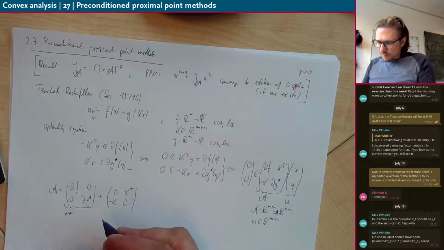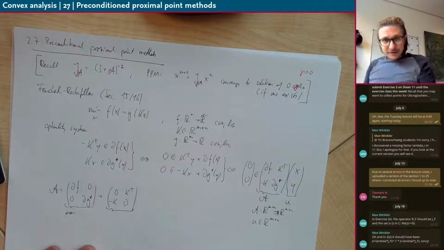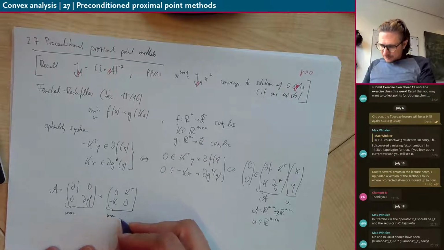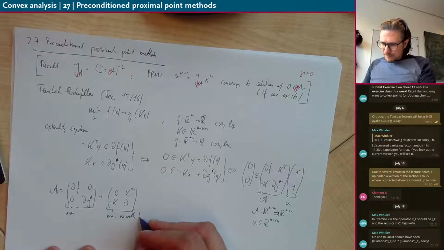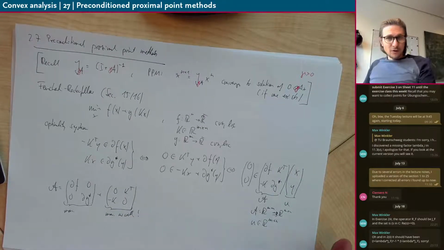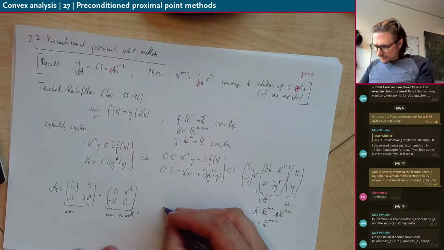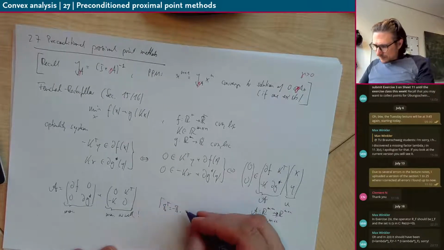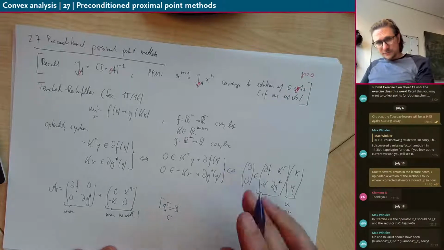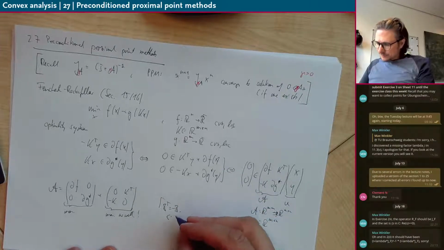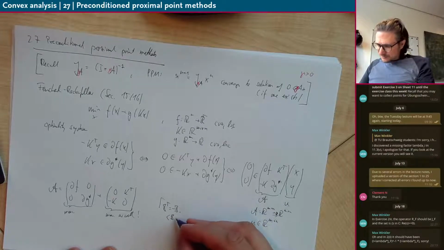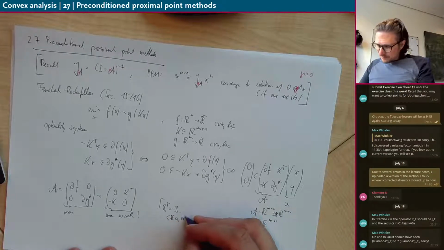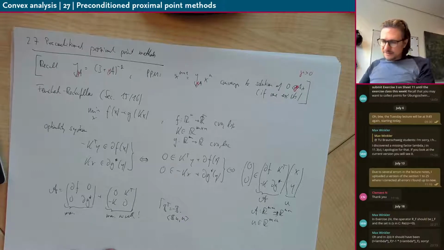And what about this one here? That's also monotone because it's skew symmetric. Skew symmetric operators are always monotone. So if B transpose is minus B, and linear, then for linear operators, to check monotonicity, it's enough to check that these terms here are non-negative.